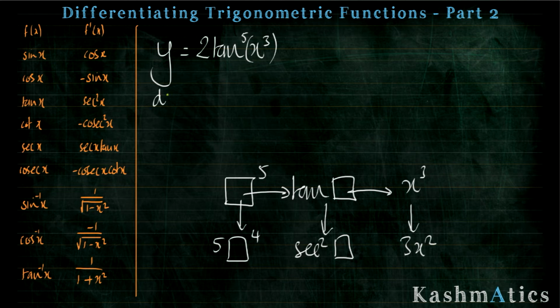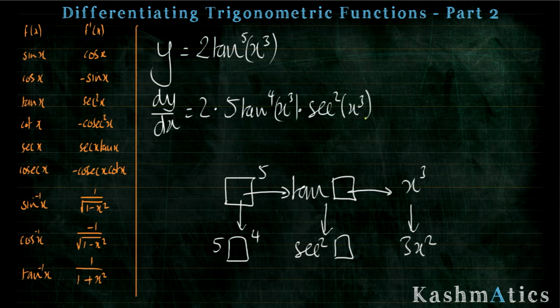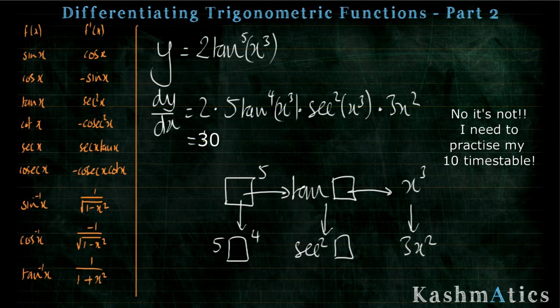Okay, let's put all that together. So dy by dx, now I'm going to keep the 2 there. So 2 multiplied by 5 tan to the power 4 of x cubed multiplied by sec squared of x cubed multiplied by 3x squared. Now that does look horrible, but let's put it all together. So 2 times 5 is 10, times 3 is 15. So 15x squared, so I'm writing this x squared first. Then I've got tan to the power 4 of x cubed sec squared of x cubed. That was a bit of a tough one, and if you got that right, well done.